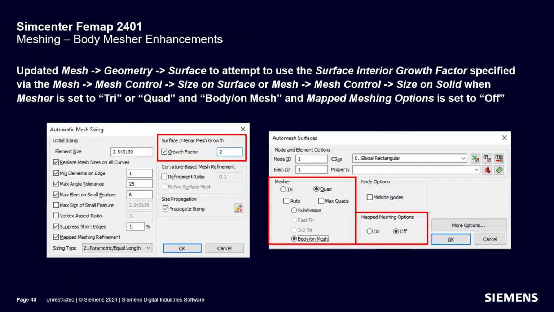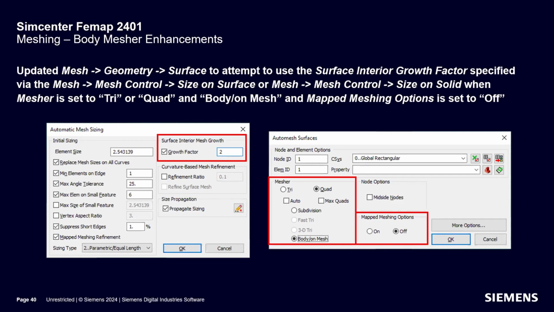In meshing, we didn't do a whole lot here, but just know that we added in the last... I was talking to Jonathan actually before this. I mean, in the last 3 years, we've added both the body mesher and the hex dominant mesher to Femap.